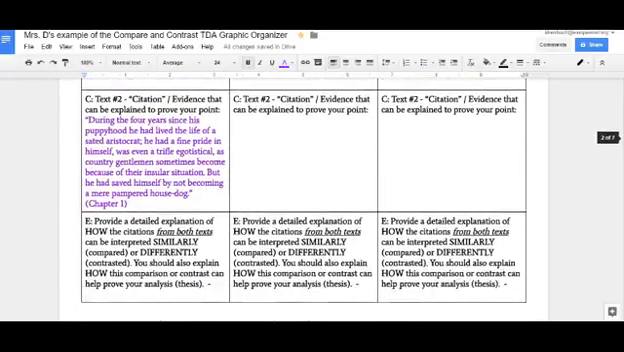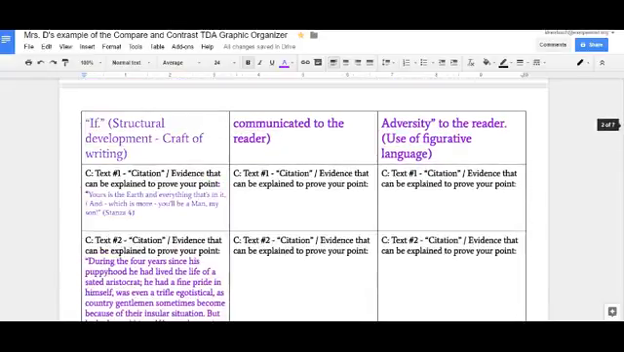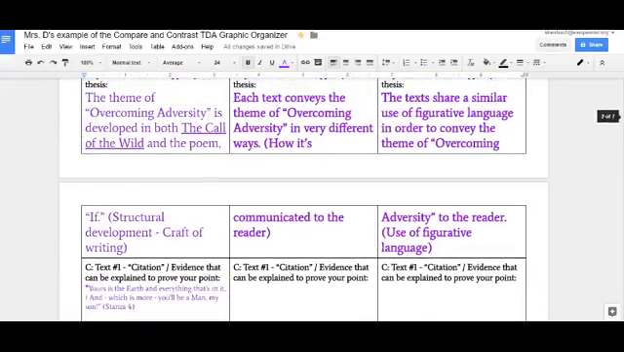And the way I set mine up is that I'm going to show the similarities and differences in my first part, their structural development. How are they structured similarly? How are they structured differently? So this one's going to go back and forth. My second A is going to focus on the different ways that they convey the theme. So this is going to be all ways that they're different. And then this is going to show how they both use figurative language similarly to convey the theme.